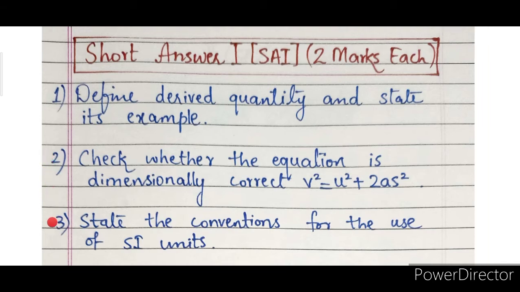Now the third question is, state the conventions for the use of SI units. Here the question is given for 2 marks, so any 4 conventions you are supposed to write. In the textbook on page number 2, the conventions for the use of the SI units are given. 8 points are there, any 4 points you are supposed to write.